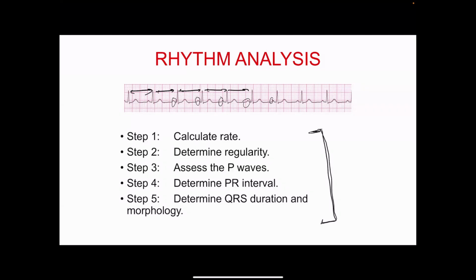So let's start. Of course, determine the axis. We'll go back to this later. I'll explain what an axis is. First thing is the heart rate. How do you determine the heart rate? There are two ways.